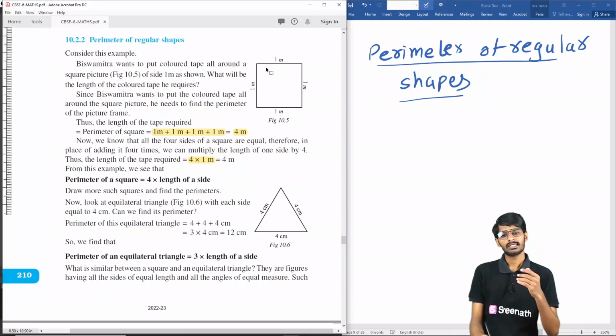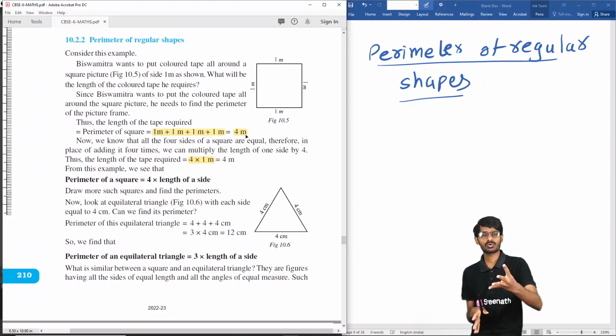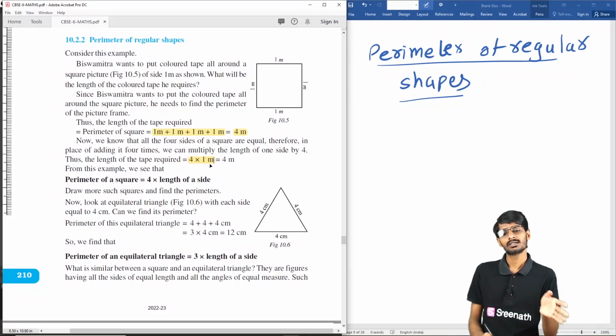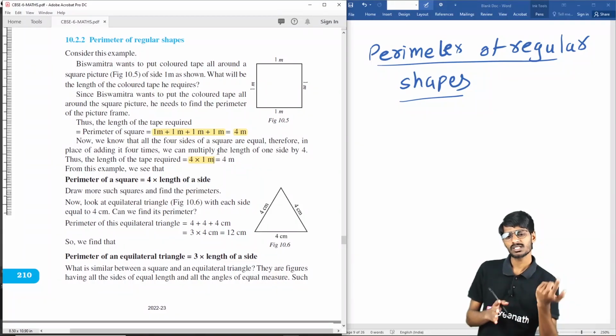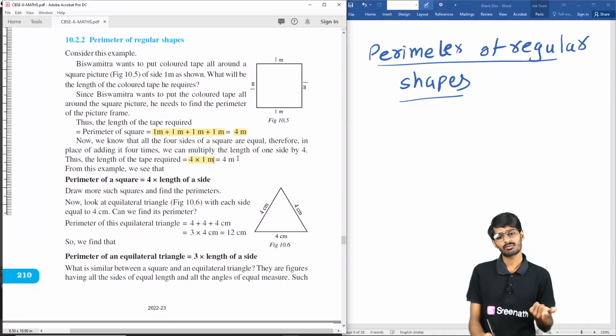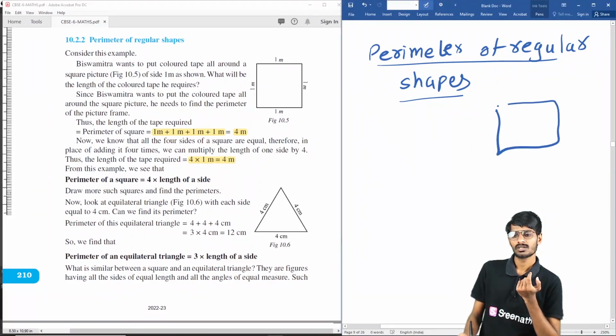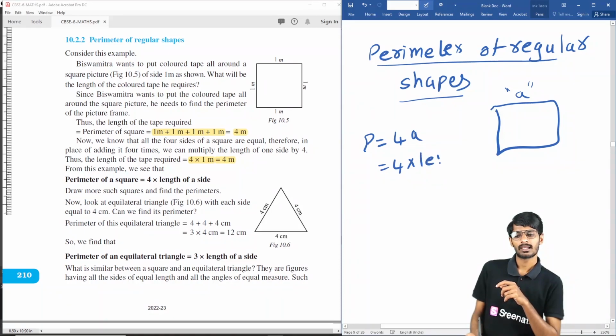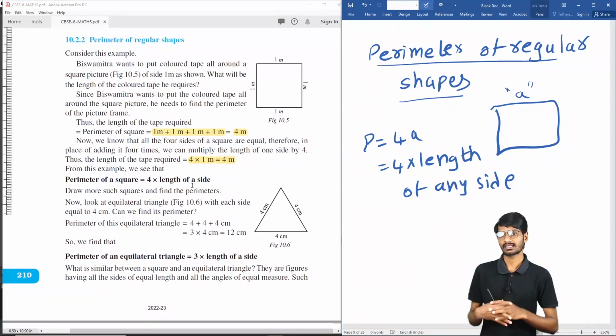Why? Each side is having the same length and we are having 4 sides. So simply we can multiply 4 into the length of one side. Why? Because all sides are having equal length. So multiplying the length of one side with 4, you will get 4 meters. So simply what is the perimeter of a square? Suppose its side length is A, then perimeter is equal to 4A, which is nothing but 4 into the length of any side. That's it students. 4 into length of a side.